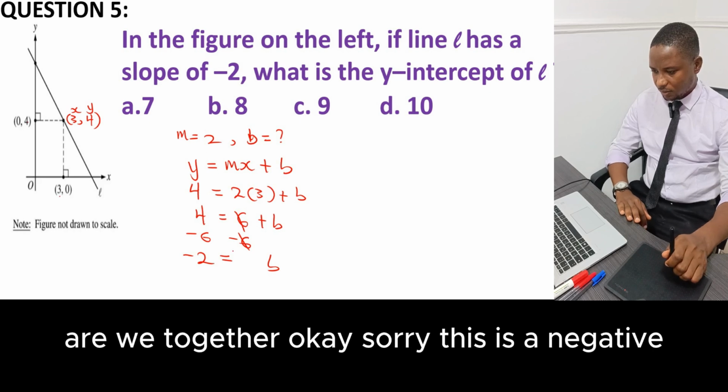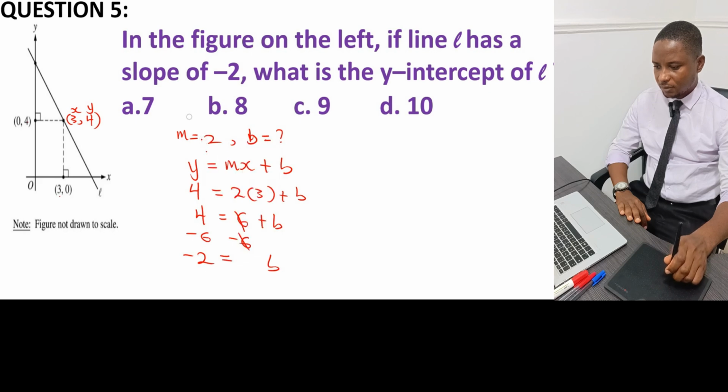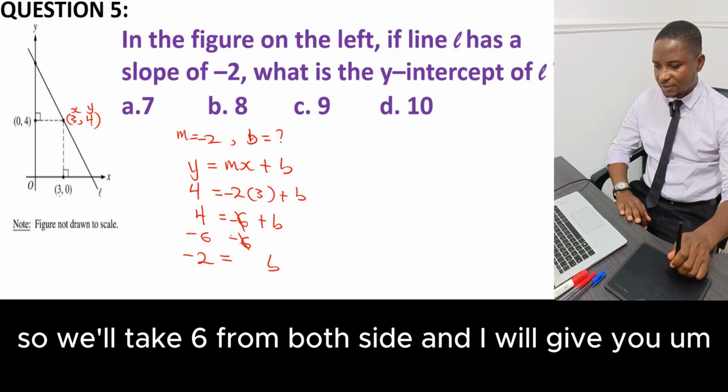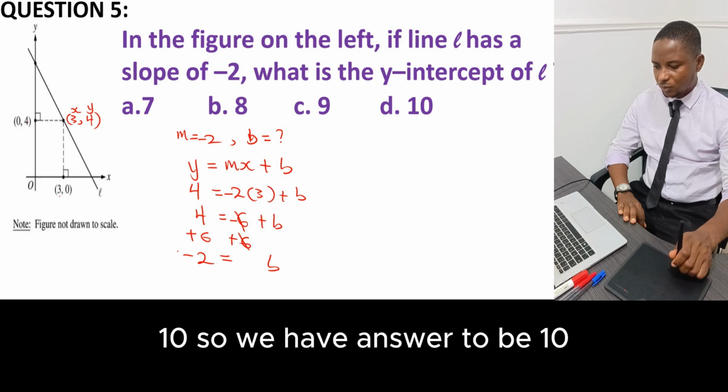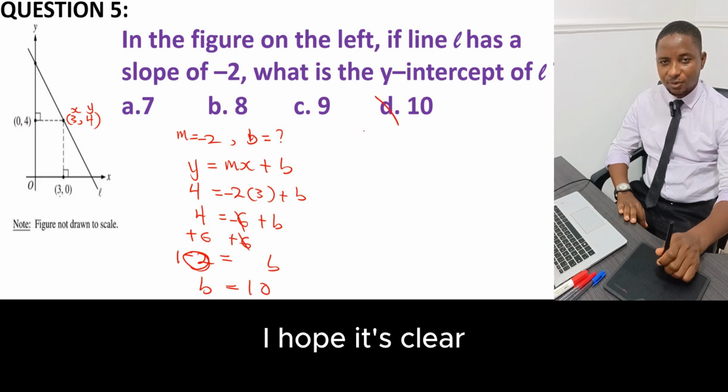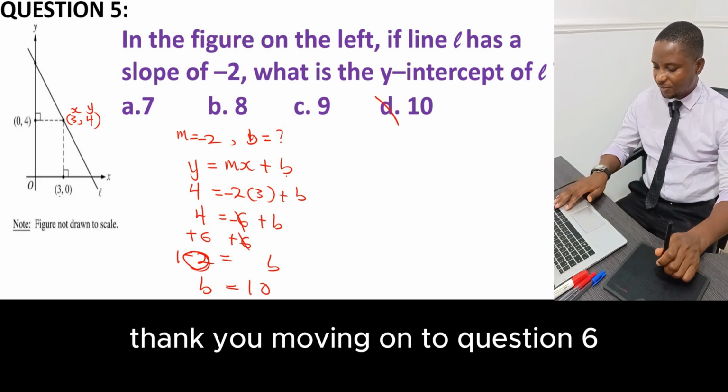Are we together? Okay, sorry. This is a negative slope. So we'll take 6 from both sides, and that will give you 10. So we have an answer to be 10. So B equal to 10, and your answer is D. I hope it's clear. Thank you.